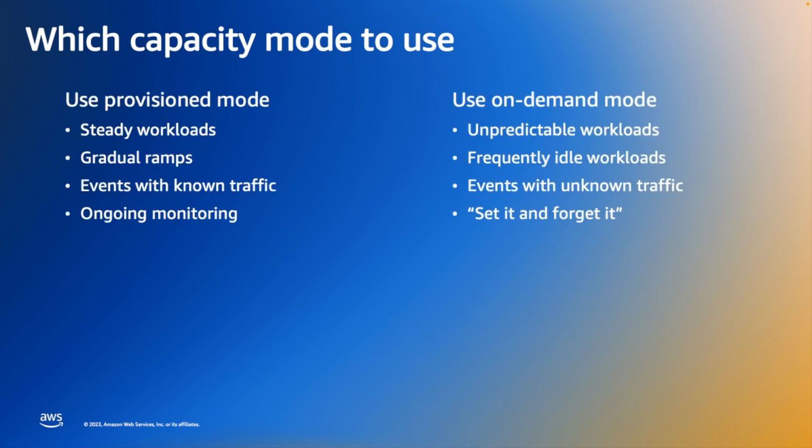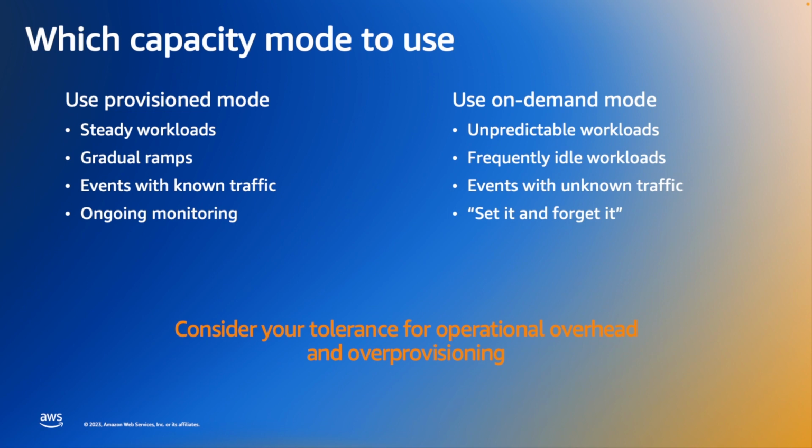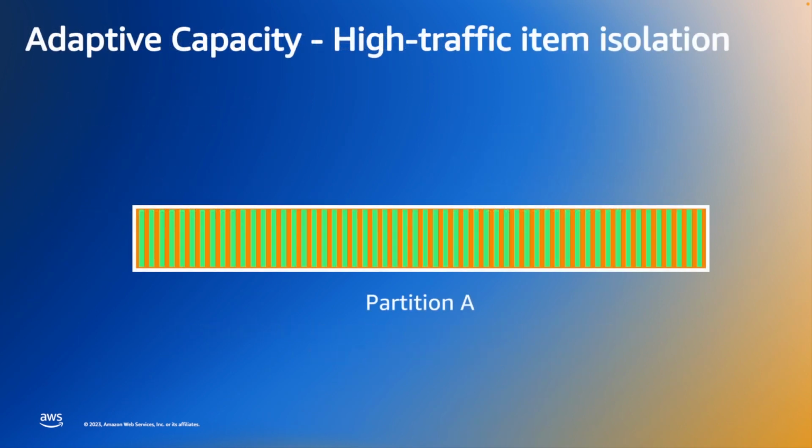So on-demand: use it for unpredictable workloads. Use it for frequently idle workloads where you have really low utilization. Use it for use cases where you have unknown spikes in traffic, where you can't predict when it's going to happen, such as maybe a link being shared on the internet. Now, the provisioned mode is great when you have stable workloads, gradual ramps of traffic over tens of minutes, and a lot of historical data of consumed capacity. One thing to do is consider your tolerance for operational overhead and over-provisioning, because on-demand really is set it and forget it and is pretty great, but it does have its limits.